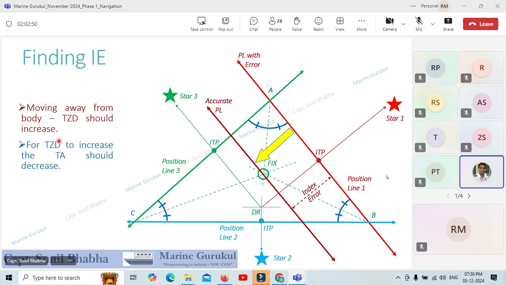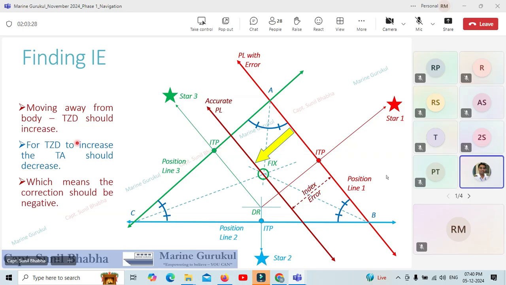So the same thing is mentioned here. We are moving away from the body, the zenith is away from the body, so the true zenith distance should increase. True zenith distance is equal to 90 minus true altitude. So for true zenith distance to increase, the true altitude of the body should be lesser or it should decrease. Now the true altitude can only decrease if we apply a correction to the true altitude, which is negative correction. So if there is a negative correction, the true altitude is going to decrease and the TZD would increase.